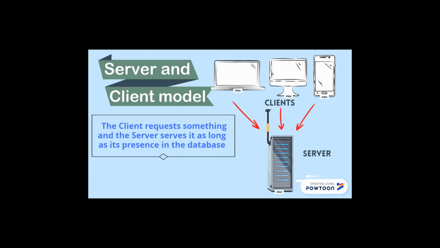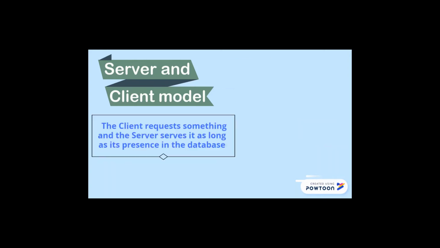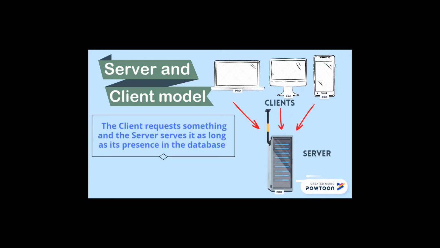Besides that, a client and server networking model plays a vital role in computer networks. It is a model in which the server provides a network service to other computers that act as a client. It sounds a bit tricky, right? But the concept itself is very straightforward. So it's basically the client requesting something and the server serving it as long as it's present in the database.